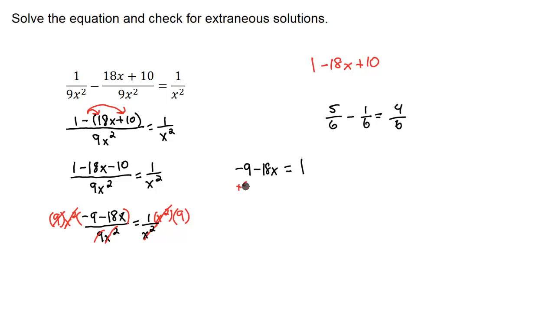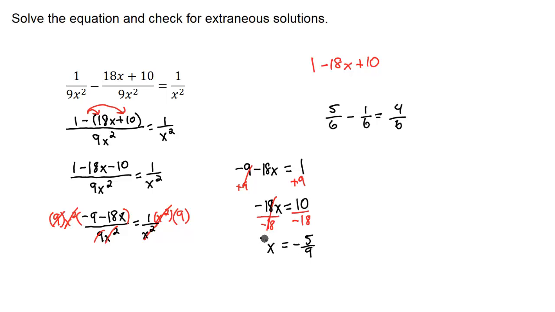I'm going to add 9 to this left side to cancel it out. Add it over to the right side as well. I'm left with negative 18x equaling 10. Now I'm going to divide this left side by a negative 18 to cancel that out. Divide this by a negative 18. And I'm going to be left with an x equaling, this will reduce to be 5 over 9. And it's a negative 5 over 9.